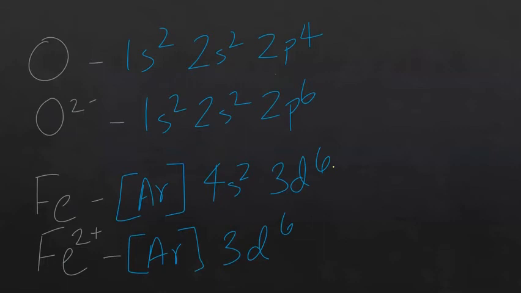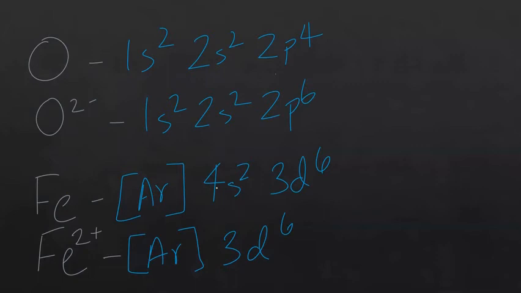We can also write specific configurations for ions. For example, when we have a neutral oxygen atom, we have 1s2, 2s2, 2p4. However, when we have an oxygen anion, we have 1s2, 2s2, 2p6, which is the same as the electron configuration for neon. And that makes sense because neon and the oxygen anion have the same exact number of electrons.